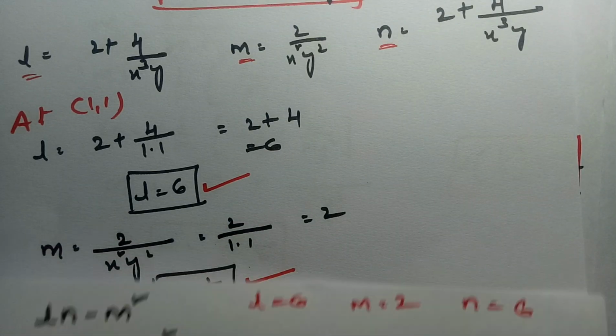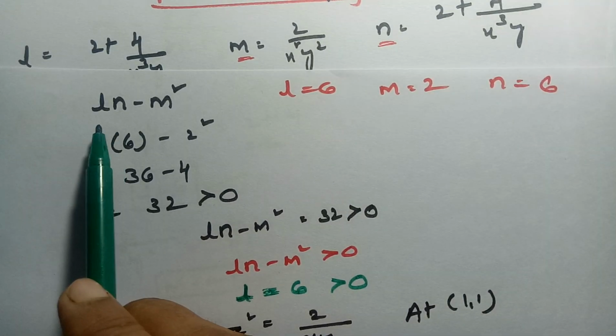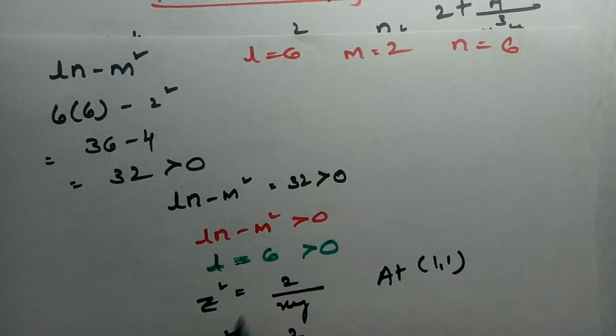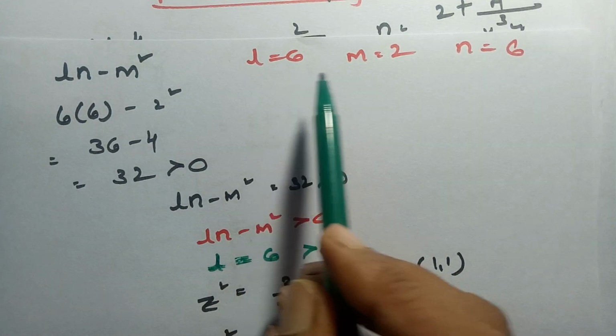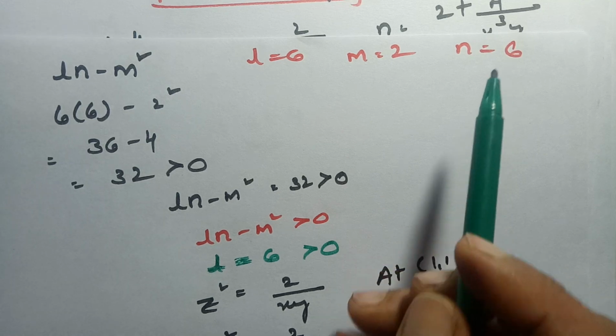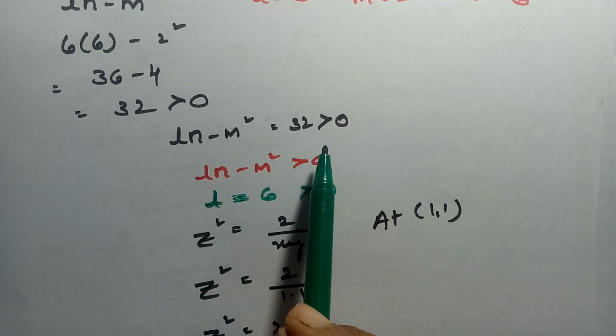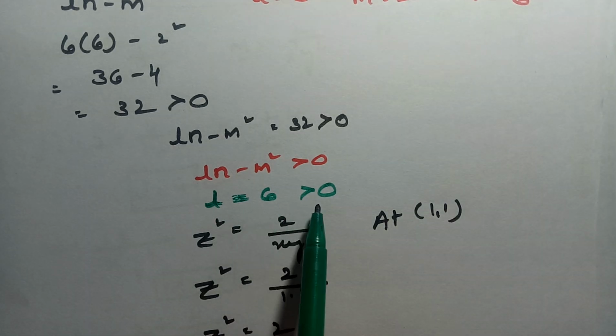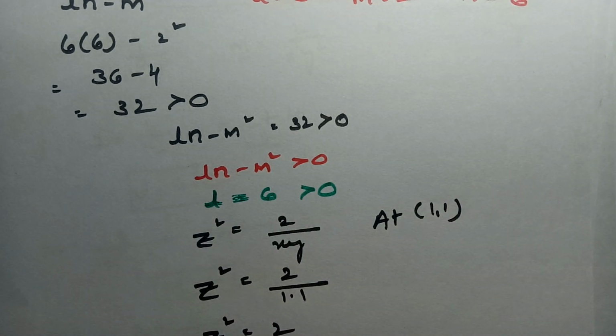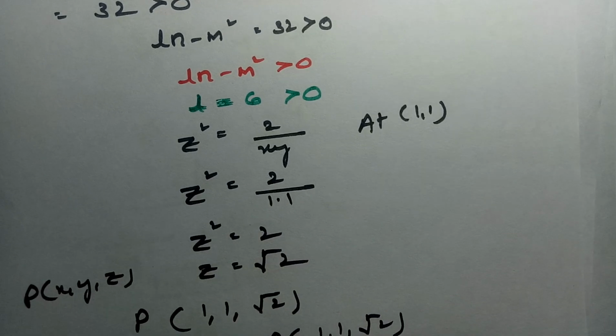After getting L, M, N values, I have to calculate the value LN - M². Initially our values are L equal to 6, M equal to 2 and N equal to 6. After substituting, I got LN - M² as a positive value. L is also positive, so definitely I'll get a minimum value for the function f.